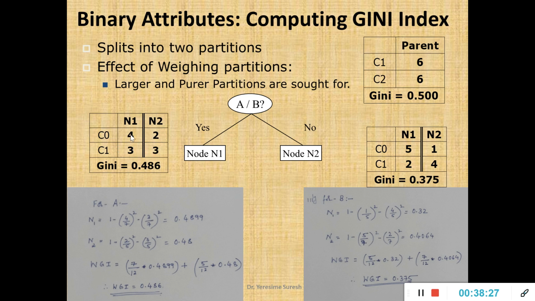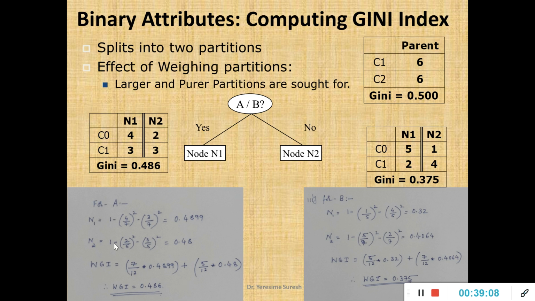So how to find the weighted Gini index? With respect to node 1, 4 plus 3 is 7. For both the classes it is 7. Total number of instances for the entire split is 12. So 7 by 12 into, for the first node, what is the Gini index value? 0.4899. Multiply that, 0.4899, plus, for the second node, total number of instances are 2 plus 3, which is 5. I have written 5 here. Total number of instances for the entire split, from the parent node, is 6 plus 6, 12. So 5 by 12 into 0.48. This is the process for finding the weighted Gini index for the first split.